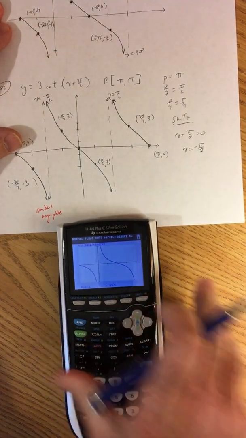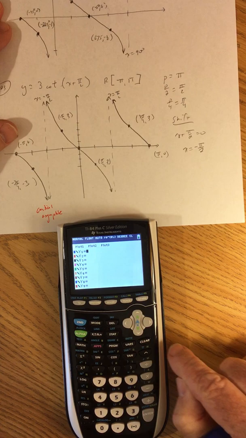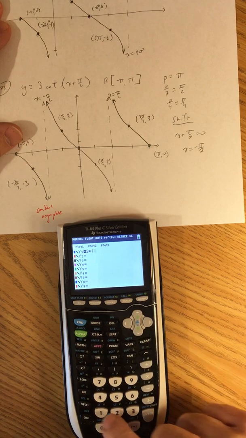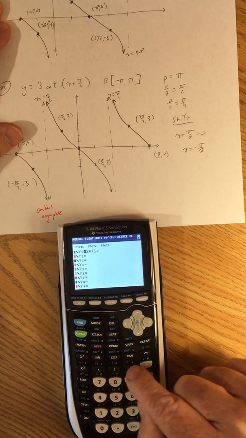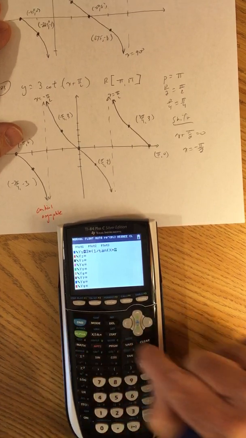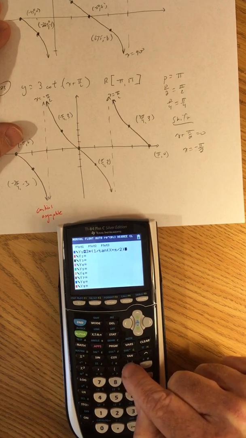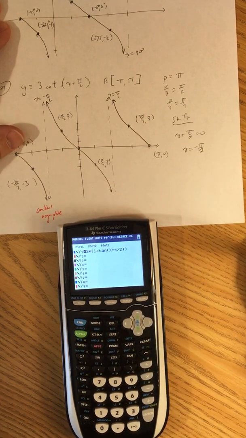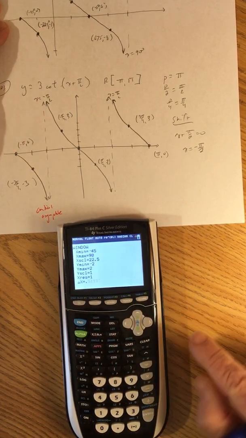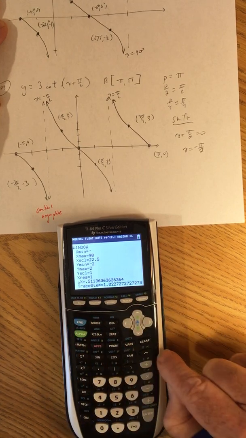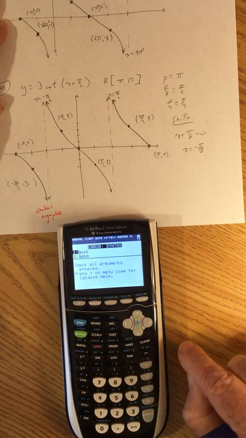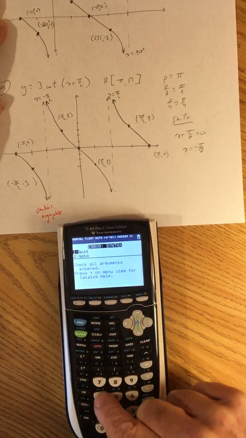I'm going to check by graph. Again, we need 3 times, and this has to be in parentheses, 1 divided by the tan of x plus pi over 2. Make sure you close off all your parentheses. We are in radian mode. A window, negative pi to pi. Tick marks at pi over 4.